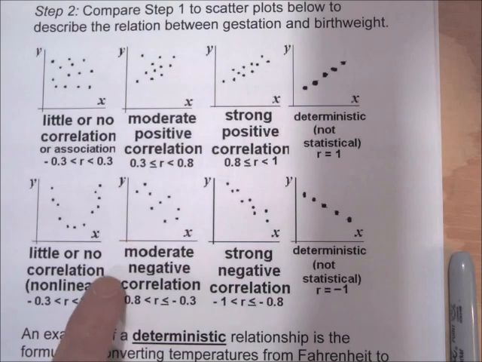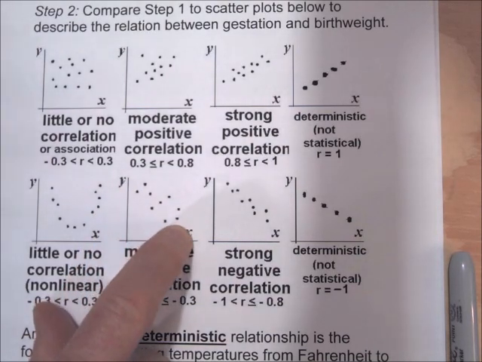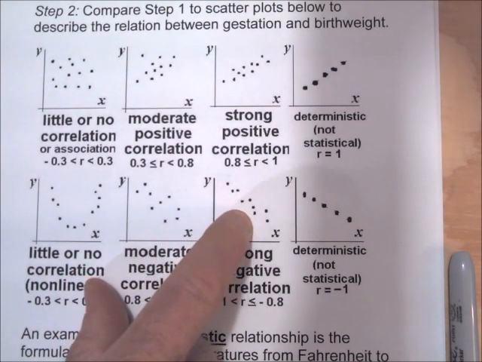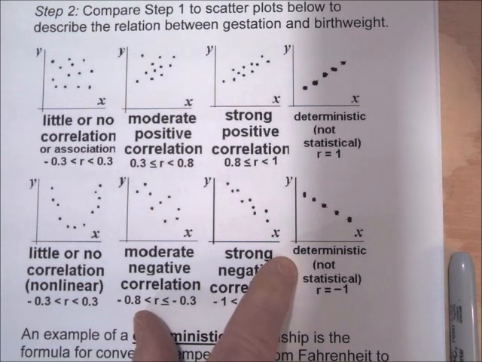The next example, we have a moderate negative correlation. It's moderately close to a straight line with negative slope. Then a strong negative correlation, and then again a deterministic relationship with r close to -1. Okay.